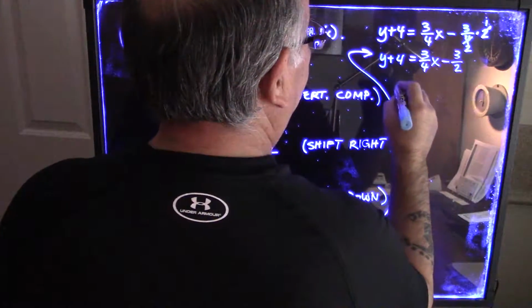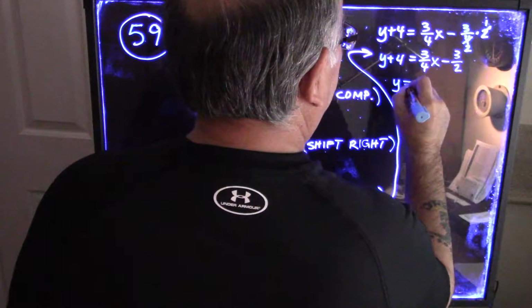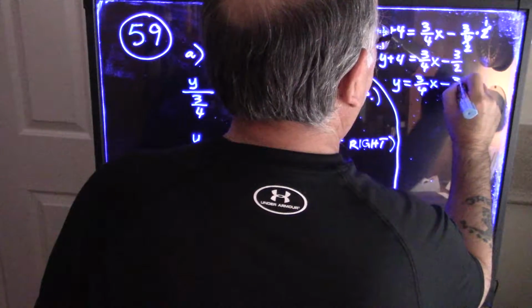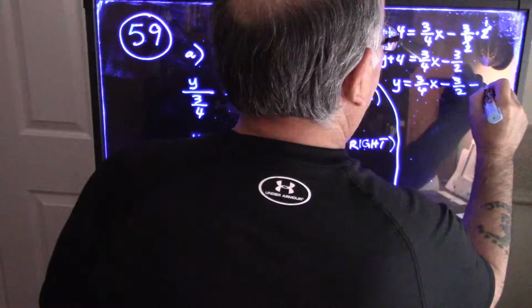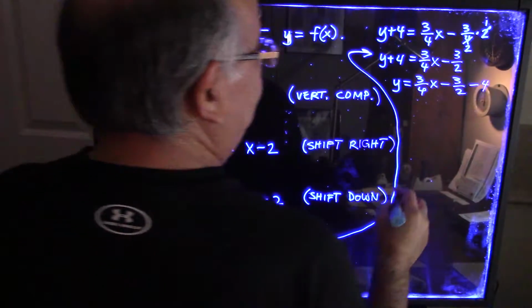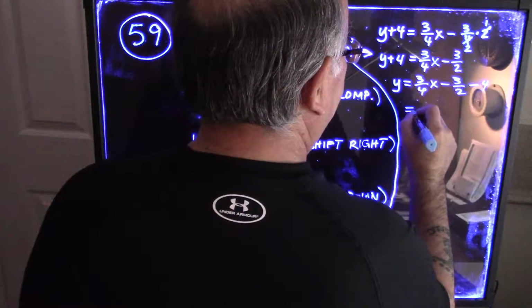And then you subtract 4 from both sides. So you got y equals 3/4 x minus 3 over 2 minus 4. 4 is the same as 8 over 2. Get a common denominator.